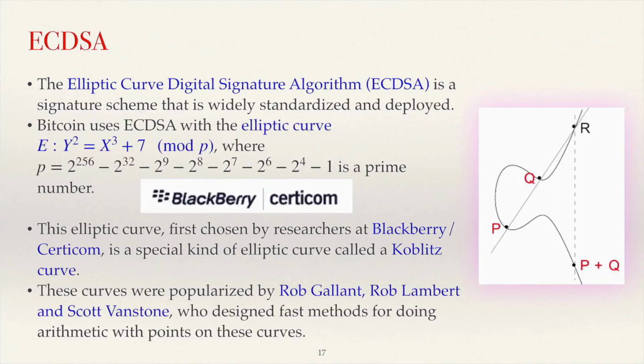This elliptic curve was chosen by researchers at BlackBerry Certicom in the late 1990s. It's a special kind of elliptic curve called a Koblitz curve. These curves were popularized by Rob Gallant, Rob Lambert, and Scott Vanstone, who designed fast methods for doing arithmetic with points on these curves.